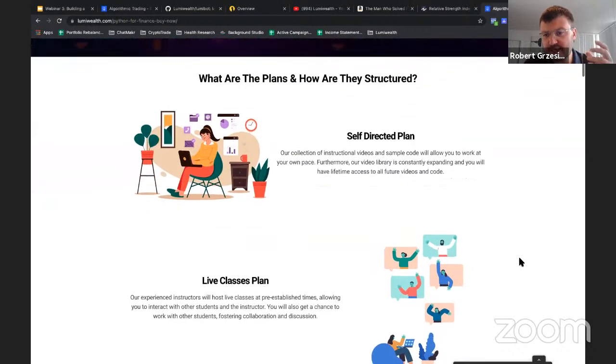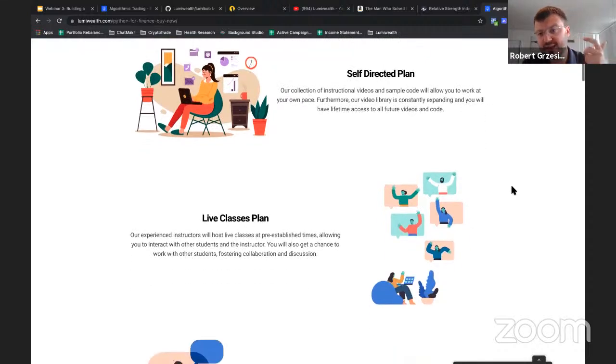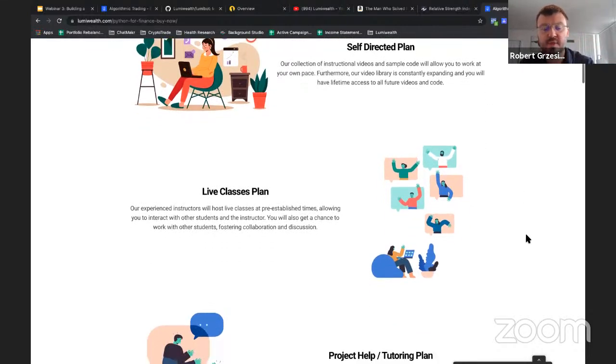And there's three different ways they can learn this, right? The first way is doing a self-directed plan, which is basically you get the recordings of our past lectures along with a couple other materials that we have as well. You get access to our code and you go at your own pace, and you learn this kind of stuff on your own. You still get access to our Discord and that sort of stuff as well.